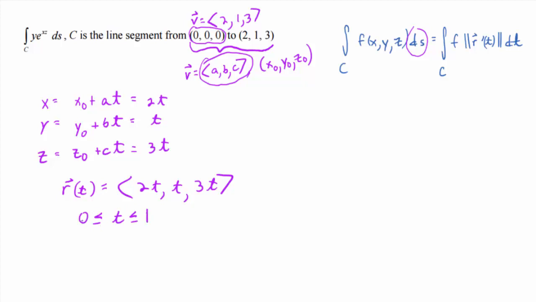Check it. If I plug in 0, certainly I do generate the point, the beginning point 0, 0, 0. And if I plug in 1, certainly I do generate 2, 1, 3 as my endpoint. It works. And it'll work every single time if you do it that way, if it's a line segment that you're integrating over. So this is truly a line integral, I suppose.